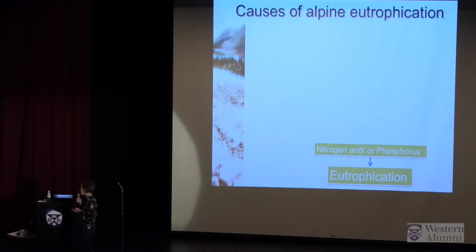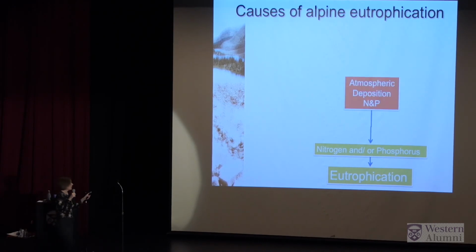So let's look at some of the causes of eutrophication in mountain environments. As I said, nitrogen and phosphorus are the key to increasing algae and causing eutrophication in mountain environments. One of the things that can lead to increased nitrogen and phosphorus is atmospheric deposition. This just means nitrogen and phosphorus that arrives through the atmosphere. It might be dry, it might be in rain, but it's arriving through the atmosphere.